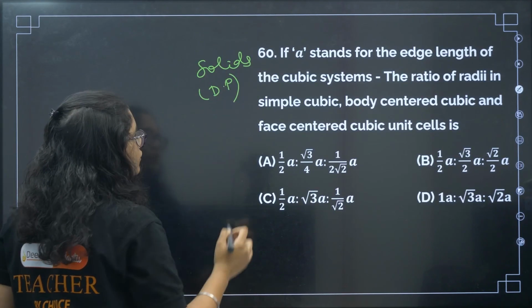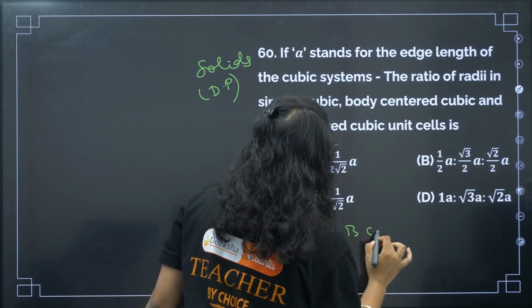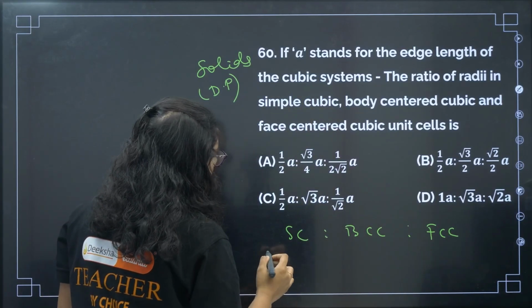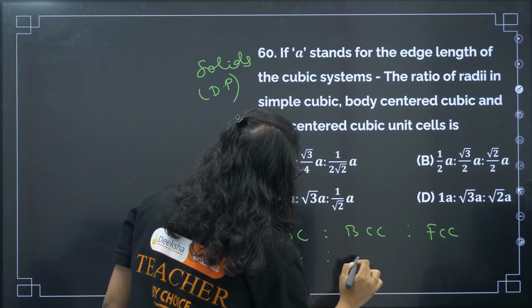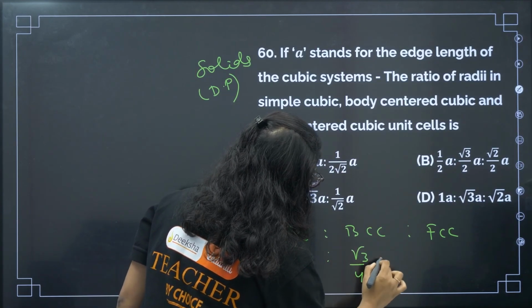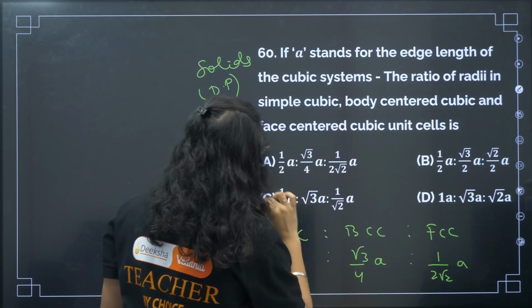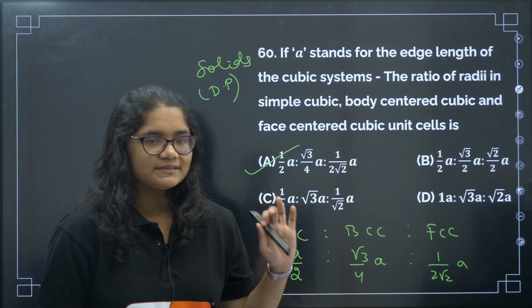I'll tell you simple cubic, BCC and FCC radius ratios. For simple cubic, the radius is A by 2. For BCC, it is √3 by 4 A, and for FCC, it is 1 by 2√2 A. So the correct answer for this question is option number A. Again, this is deleted portion. You need not study this chapter.